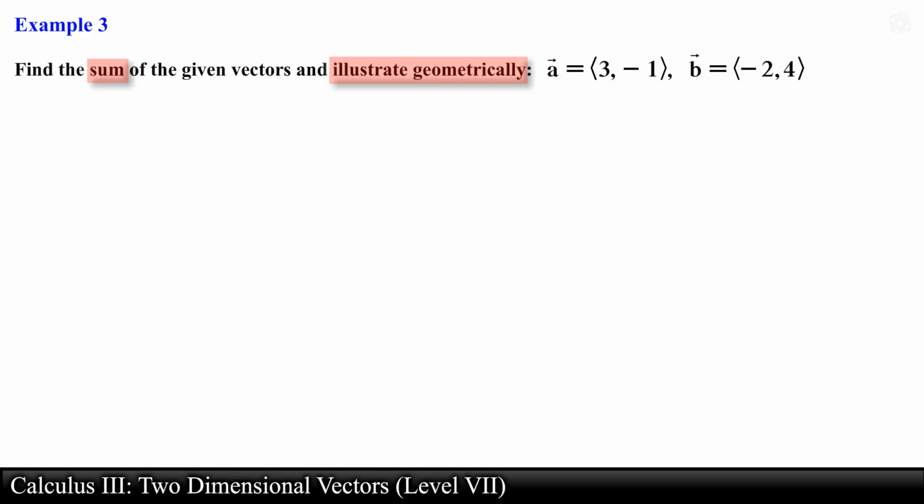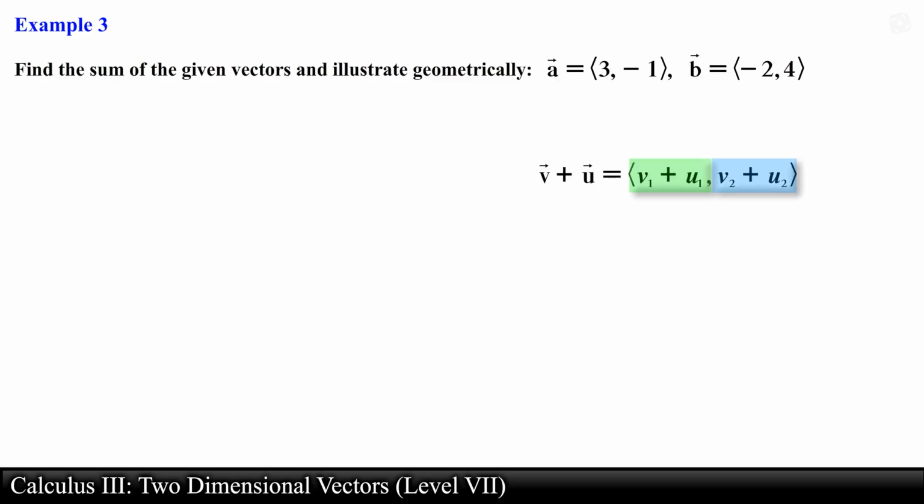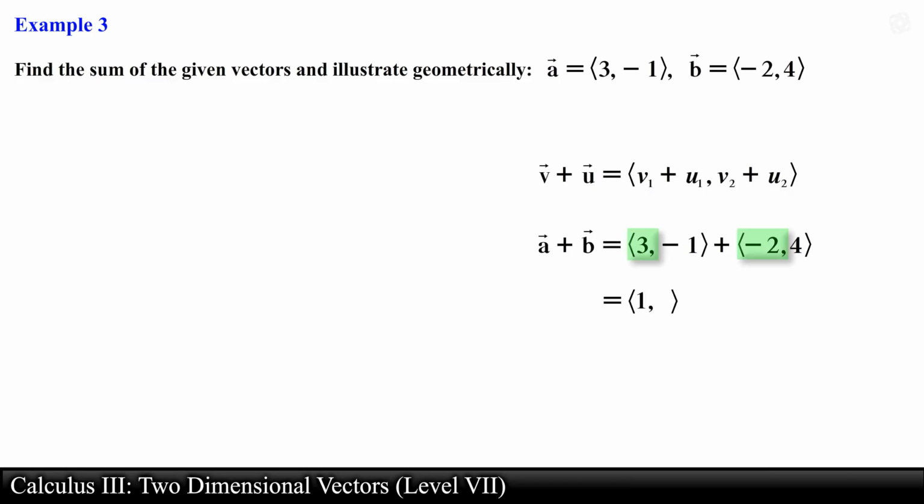Recall from the previous video that the procedure to add vectors algebraically requires that we take each of the vector's x and y components and add them together to obtain the components of the resultant vector. So let's go ahead and take the x components of vector A and vector B and add them together as follows. And then we do the same for the y components of vector A and B as follows. In the end, we obtain the resultant vector in component form with an x component of 1 and a y component of 3.